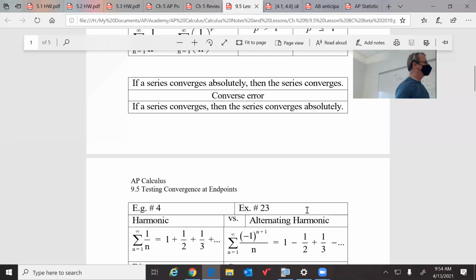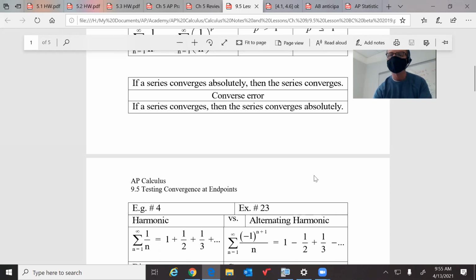So when I come back to this, what this means: if the series converges absolutely, then the series converges. The converse you can't do; you can't exchange what's in front of if with what's in front of then. So think about this. The alternating harmonic converges, but it doesn't converge absolutely, because if you take the absolute value of that, it doesn't converge. So the example this refers to would be the alternating harmonic. That's the converse error. If it converges, that doesn't mean that it converges absolutely.